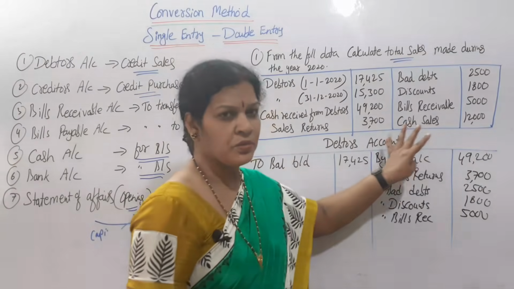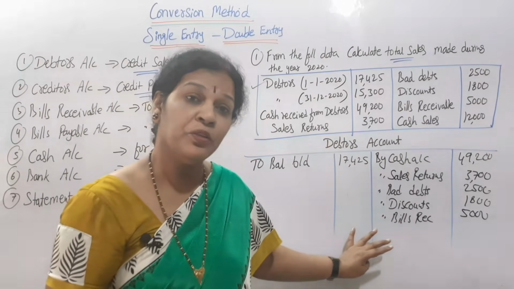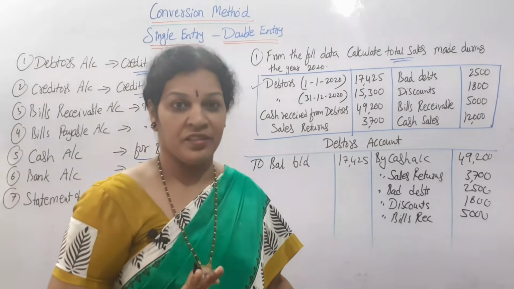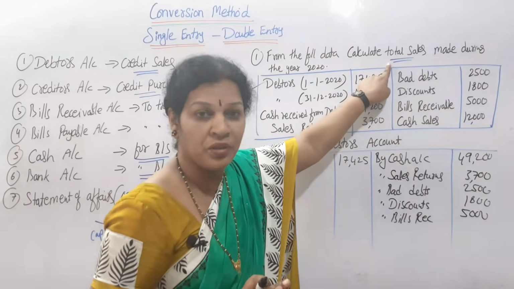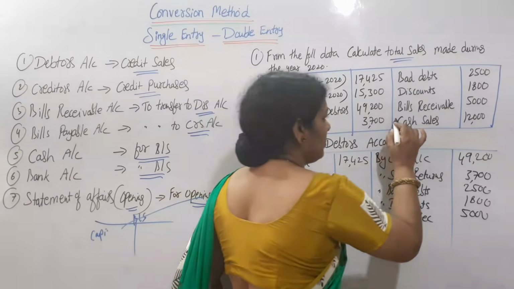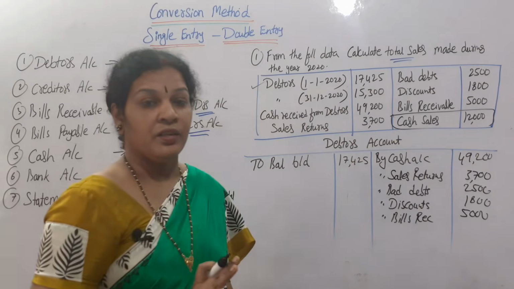Next, cash sales. Cash sales we don't write in the debtors account. Debtors account we are opening to find out the credit sales. Cash sales are useful when we have to calculate the total sales. Okay, so keep it separately. This we are not going to write in the debtors account.